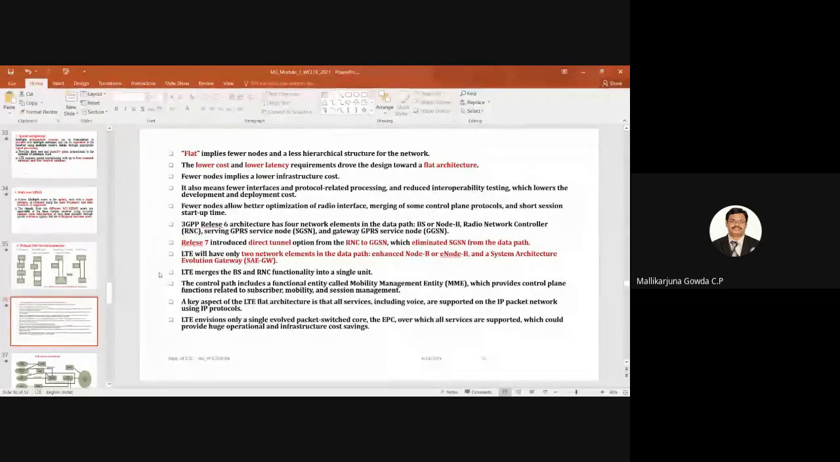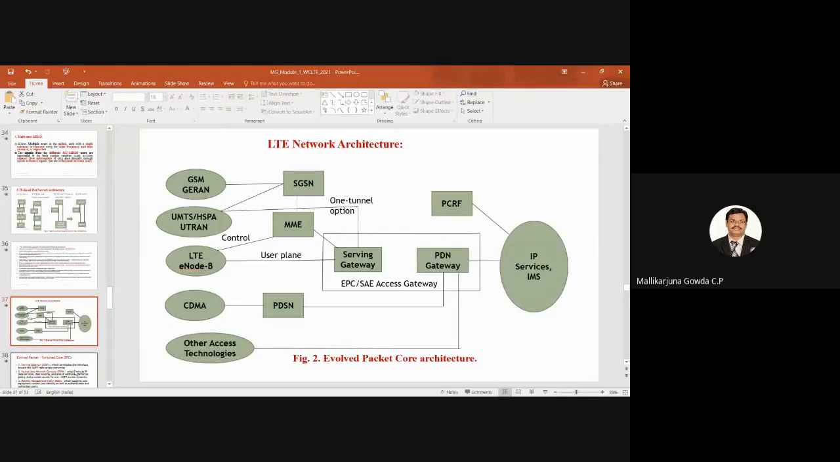So let us see the LTE architecture now. This is the LTE network architecture. I will give two minutes. All of you just have a look and try to understand the different network elements. Then we'll see the functionality of each and every network element of this network.